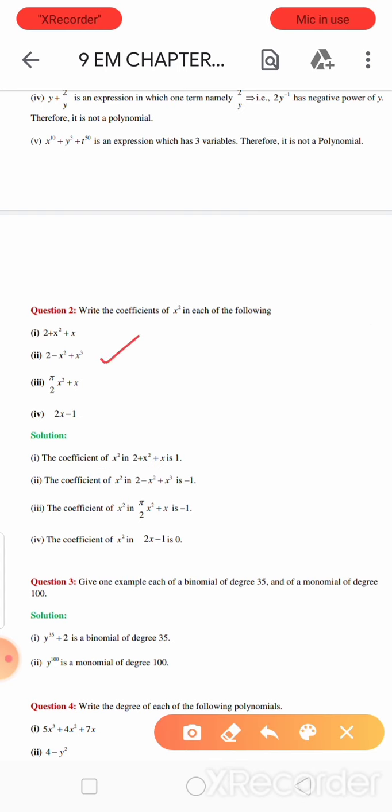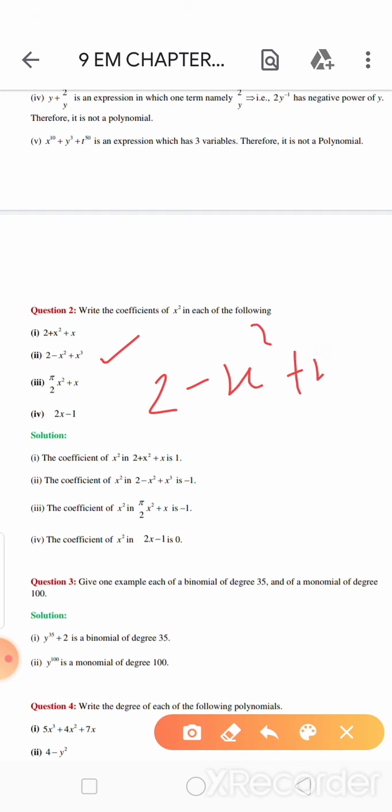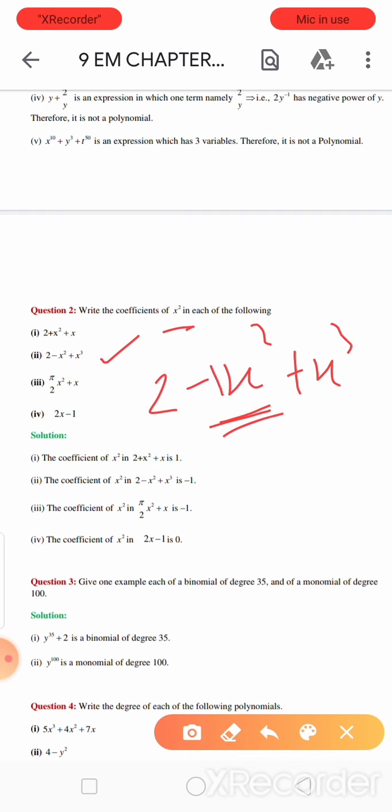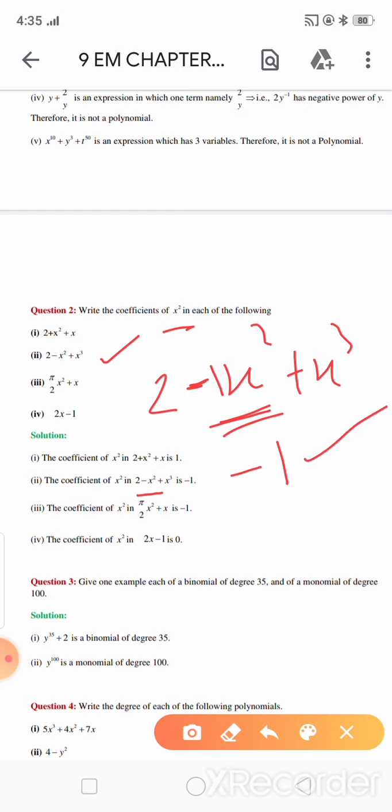Next, question number 2. Expression 2 is 2 minus x square plus x cube. We have to write the coefficient of x square. Here x square has no number, so it is multiplied by 1, and the sign is minus, so the coefficient of x square in the expression 2 minus x square plus x cube is minus 1.